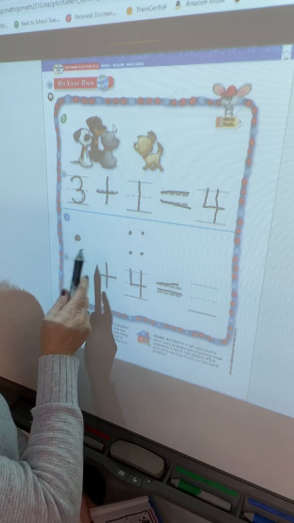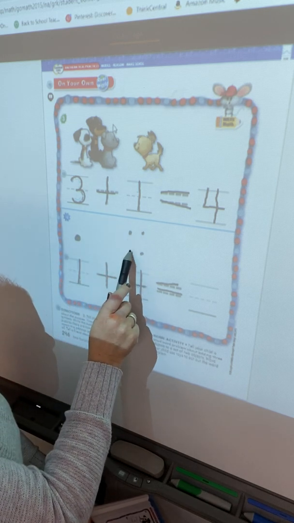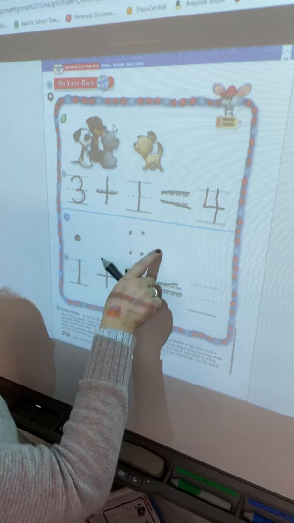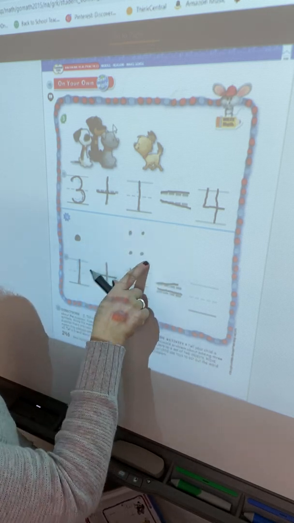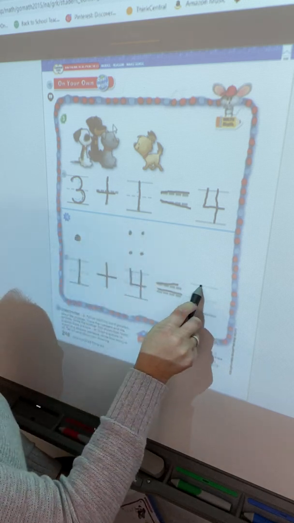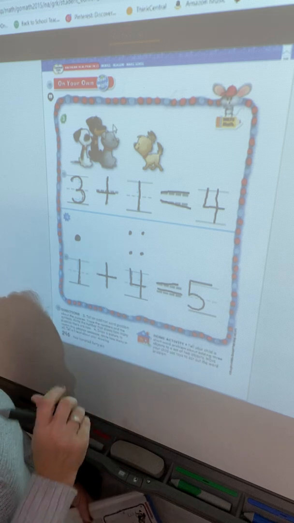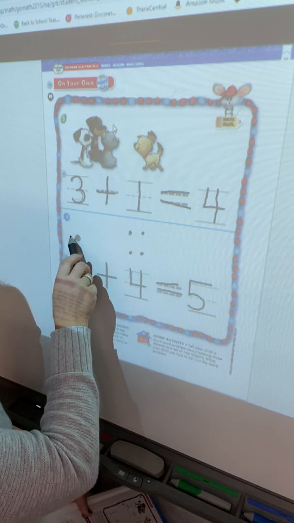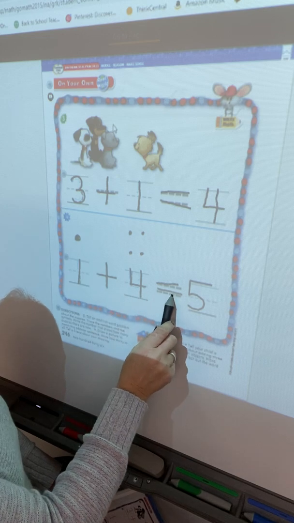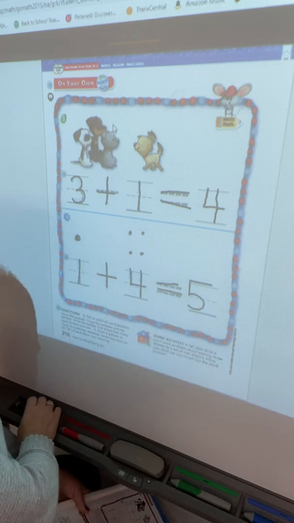Wasn't that quick? That was a lot quicker than going 1, 2, 3, 4, 5. That has lots of number sense when you can figure that out. You start with the biggest number and then just count on. So 4 and one more would make 5. But if you still need to count 1 to 1, you can do that. 1, 2, 3, 4, 5. So 1 plus 4 equals 5.